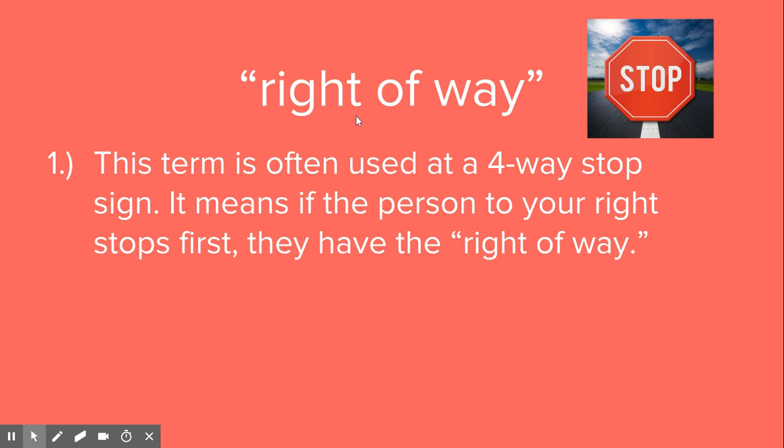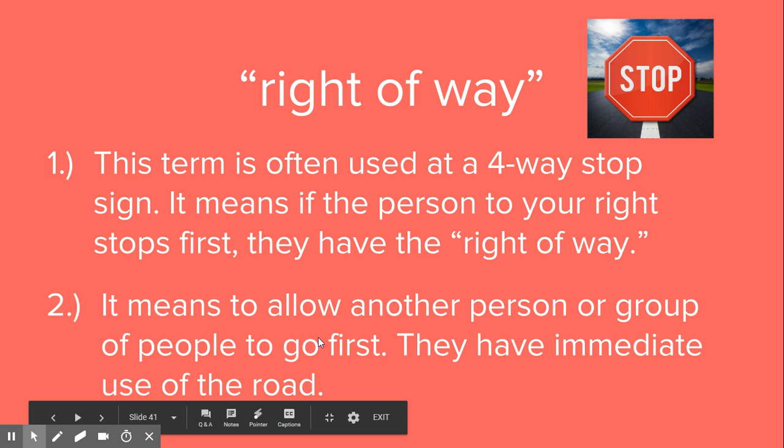And in American English pronunciation, instead of saying right of way, we actually change the T pronunciation to a D. So we'll say right of way. It's kind of a very light T, soft D sound, right of way. Right of way.